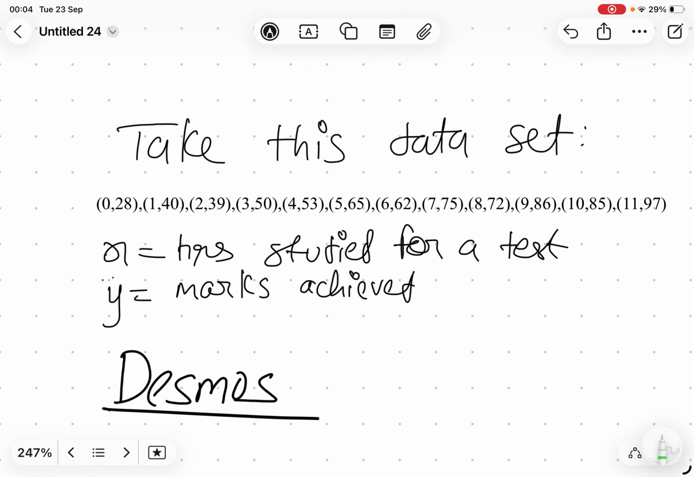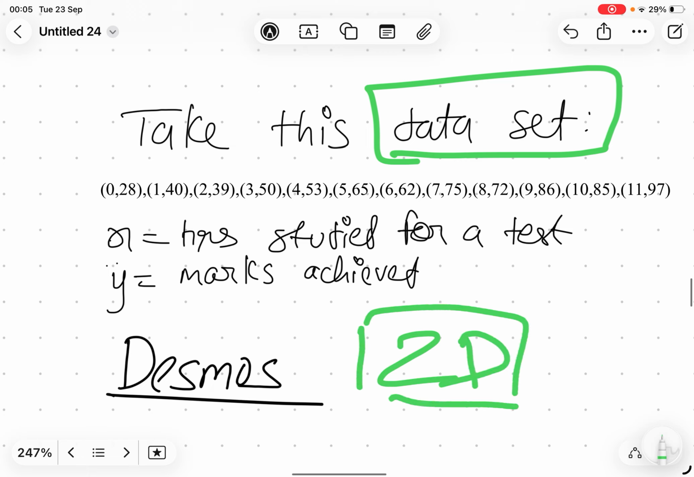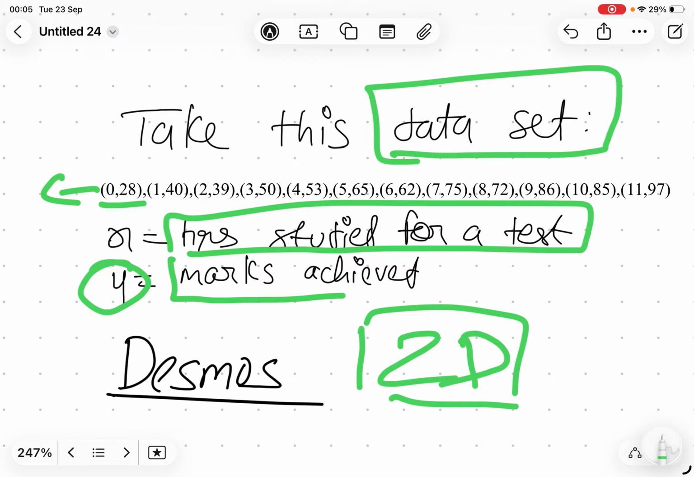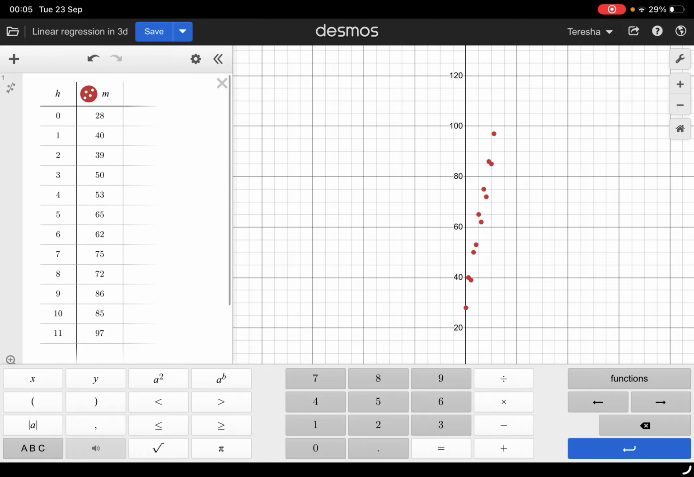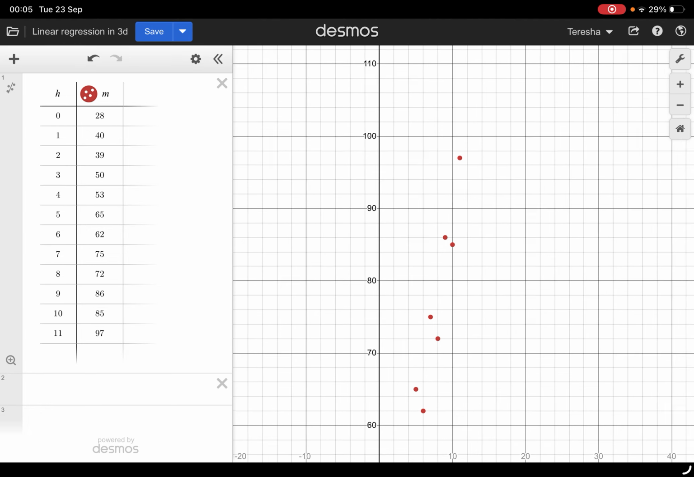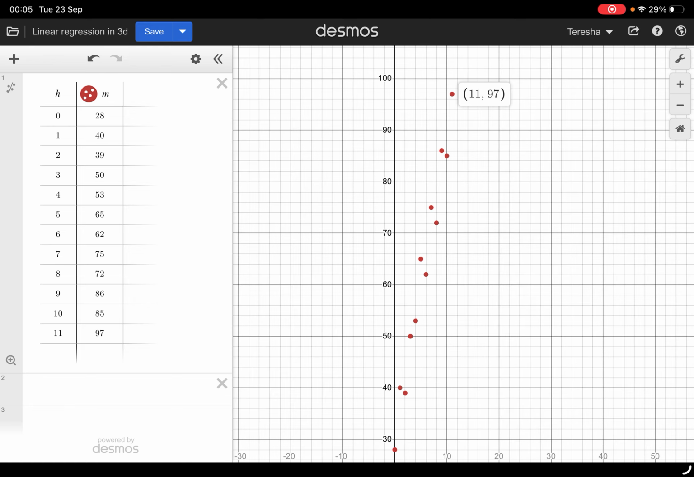So the next thing is, let's take this data set. Now we will put linear regression to the test. This is a 2D linear regression. So we have this data set where x is the hours studied by a student for a test, and y is the mark the student achieved. So let's hop on Desmos. Here I have plotted all of these points in Desmos. Now you clearly see that there is a line. There should be a line from 0,28 all the way up to 11,97.